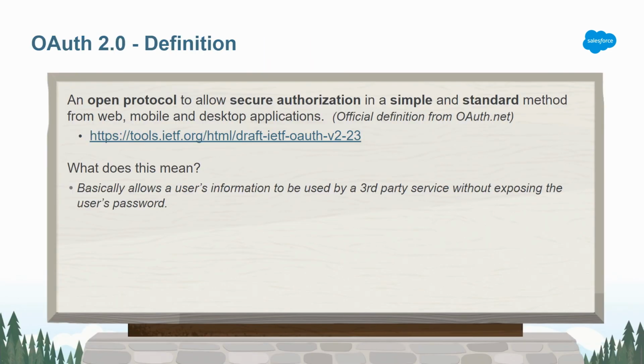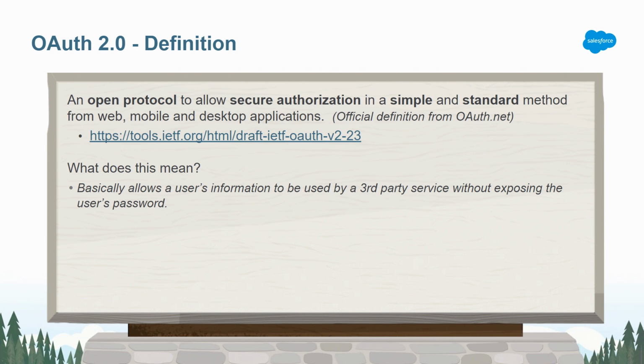So the official definition of OAuth, and the version currently is 2.0. The official definition is, it's an open protocol that has been agreed upon by all parties, which allows secure authorization in a simple and standard method for any web, mobile, or desktop applications. And that link there is the official definition of OAuth that has been agreed upon by everyone.